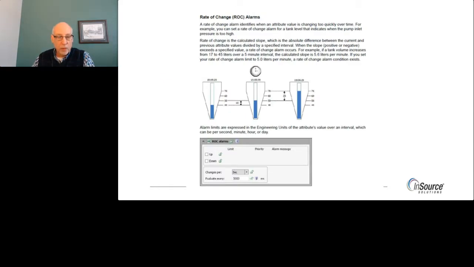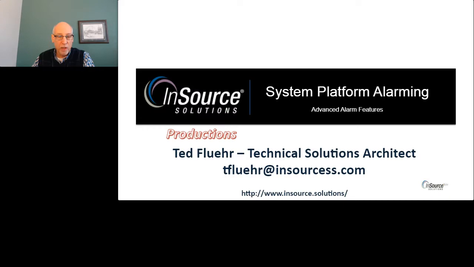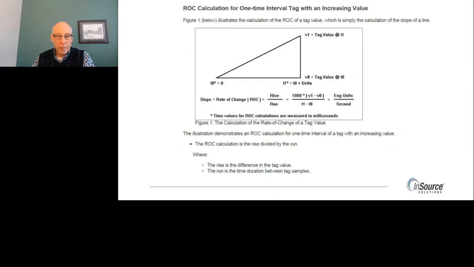So to configure the rate of change alarm, we basically have to check a box whether we want this to be looking at the upward slope or the downward slope of the line. And then we also look at the time frame. What's the time frame that we want to do the calculation? Is that per hour, per day, per minute? How often we want to do that calculation and look at that slope of the line?